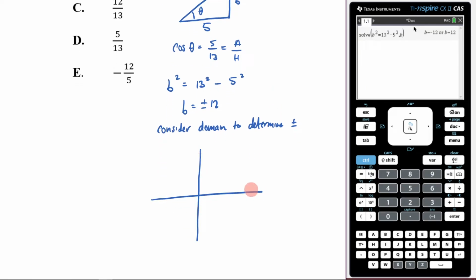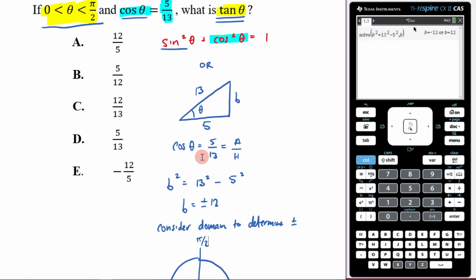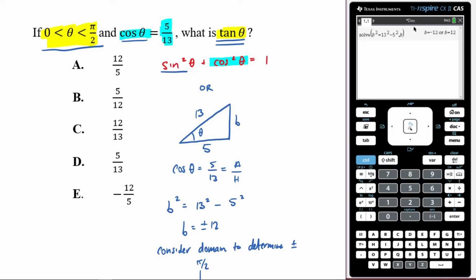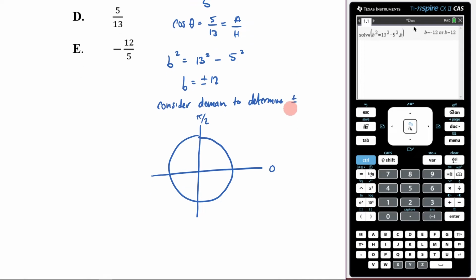So let's draw this for a second. My domain is from 0 to pi on 2. I've been told that my cos value is positive, 5 on 13. So that means this here is 5 on 13. Can you tell me, what is my sine value going to be? Is it going to be positive or negative? And hopefully you can see that's positive because it's going up.